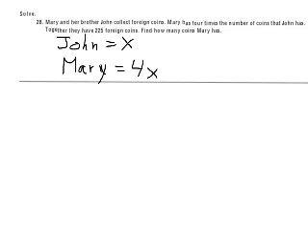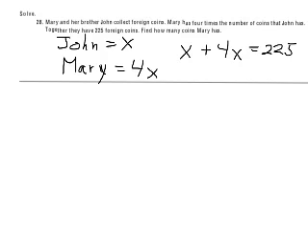Well, let's go back to this one. So Mary and her brother John collect foreign coins. Mary has 4 times the number of coins that John has, so she has more. So if John had X, Mary would have 4X. Okay, together they have 225 foreign coins. So we can make an equation now. We have X plus 4X, John plus Mary, equals 225.